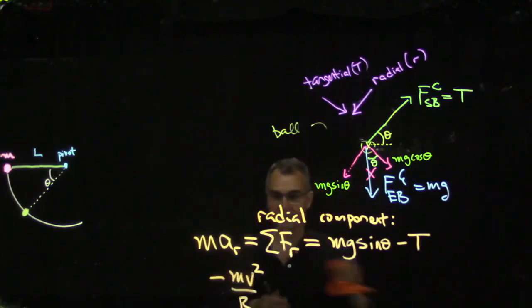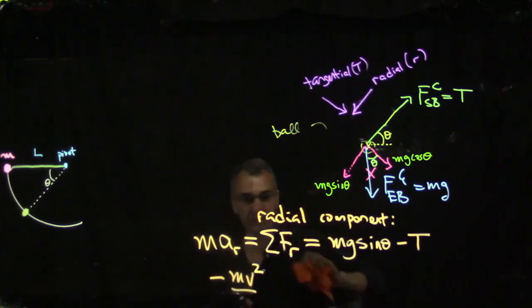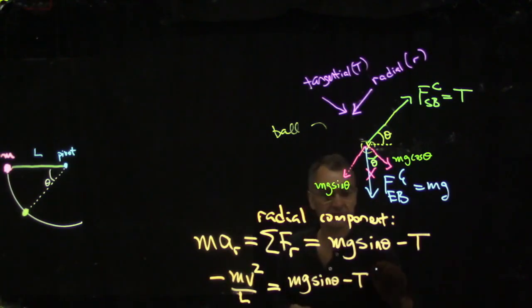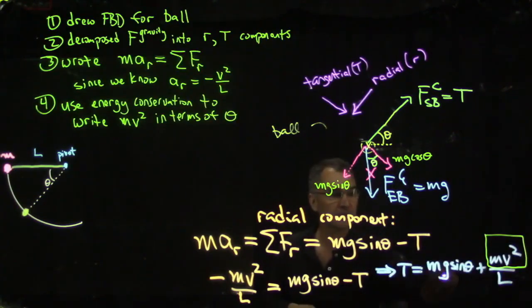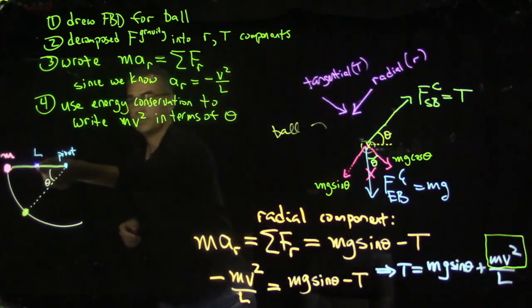Also, it's not really r, it's L, since we're calling the radius of the circle L. Then we can solve for the string tension. So the tension is mg sine theta plus mv squared over L, since L is the radius of the circle, because the string is of length L.